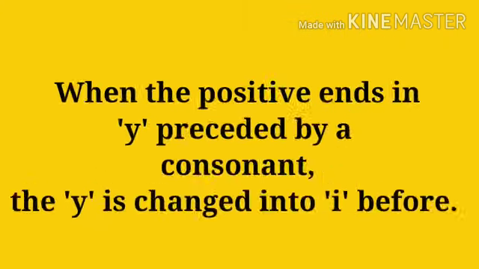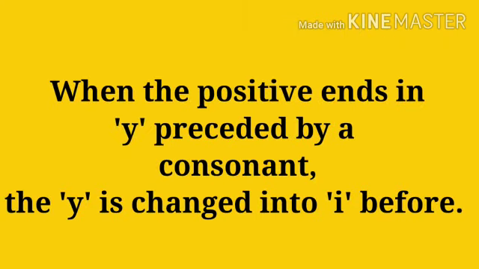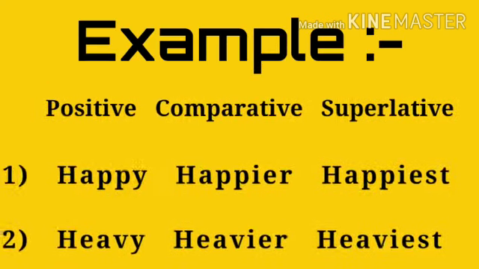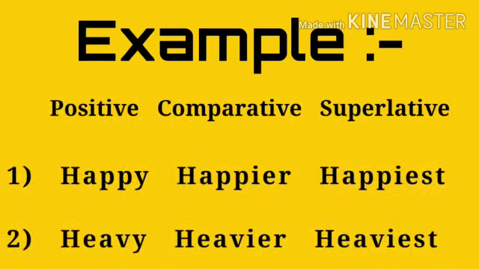Next is when the positive ends in Y preceded by a consonant, the Y is changed into I before adding er and est. For example, happy, happier, happiest, heavy, heavier, heaviest. In this example, what we have seen, children, is that Y has been changed and we have added I in place of Y, and therefore it has become happier, heavier. Understood, children? So see the next one.